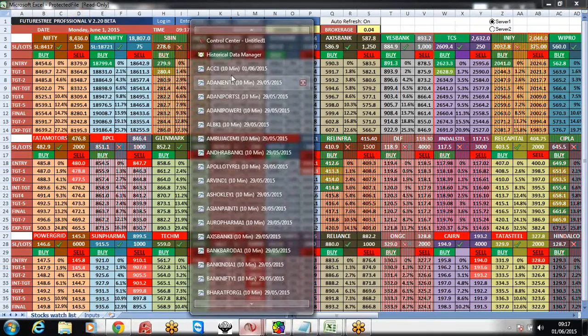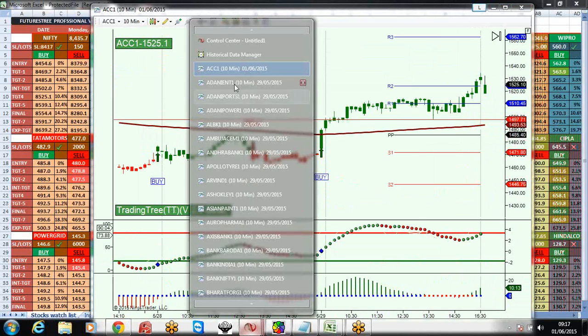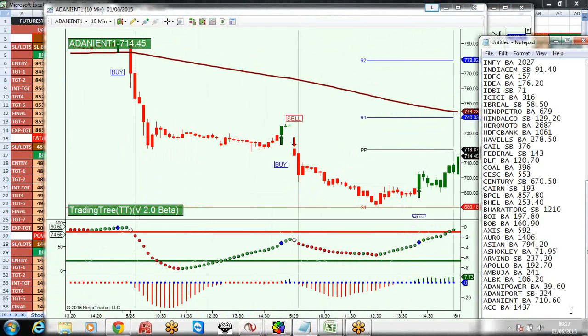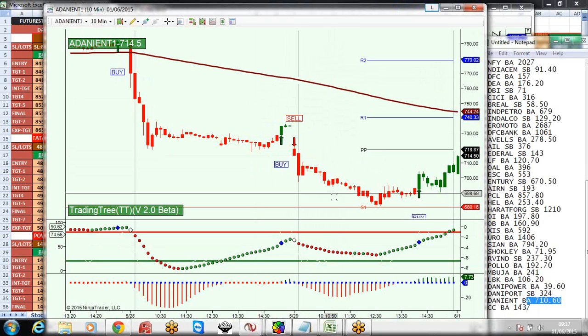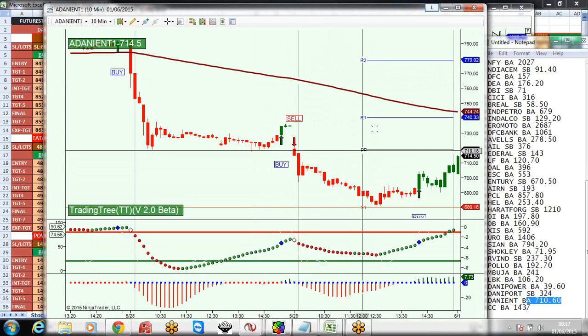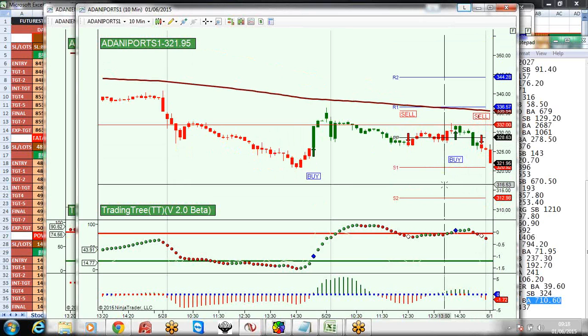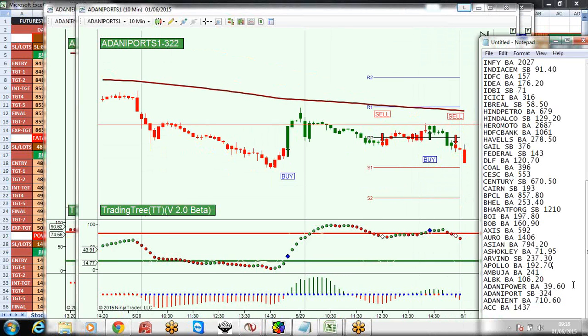And let me just show you what's happening here. So I'll just open my trades. So Adani Enterprises, my buy price was 710. Now it is 714. So that's 4 rupees up. Adani Ports, I had a buy above, but that did not trigger. Sorry, the sell. It is a sell below 324. It's now at 322. So roughly around 2000 rupees you have already made.